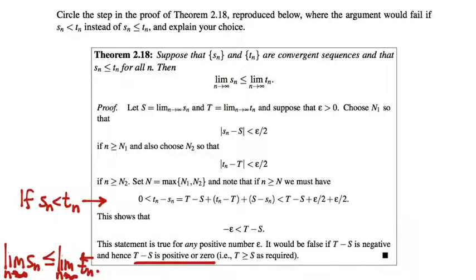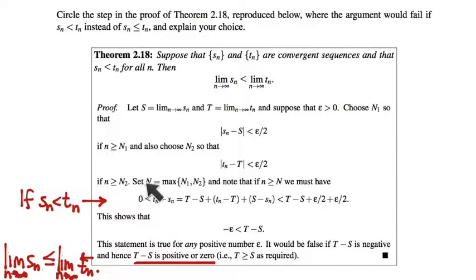Let's imagine a world in which that were the statement we were trying to prove, that we assume Sn is less than Tn, and we try to prove that the limit of the Sns is less than the limit of the Tns using this same proof. Everything in this proof now, as it's written, is flawless, right? The assumption that S and T are convergent leads us to the ability to have some control over the difference between Sn and S and the difference between Tn and T, just by definition. We can use epsilon over 2 or epsilon, it doesn't really matter.